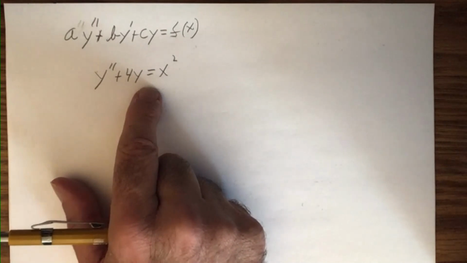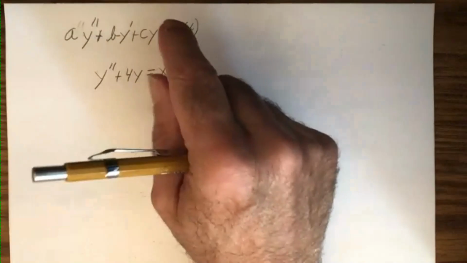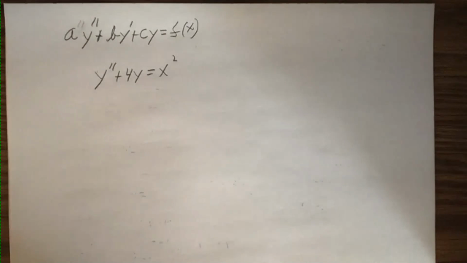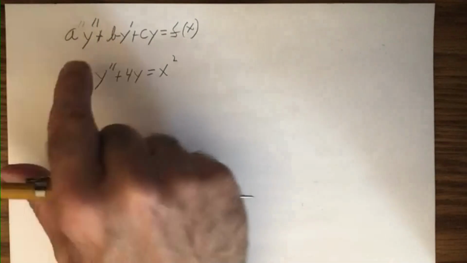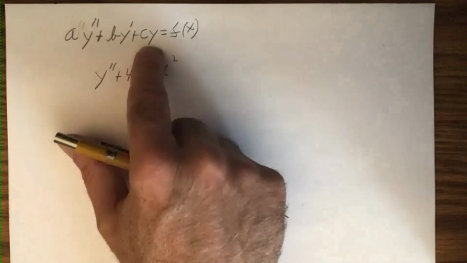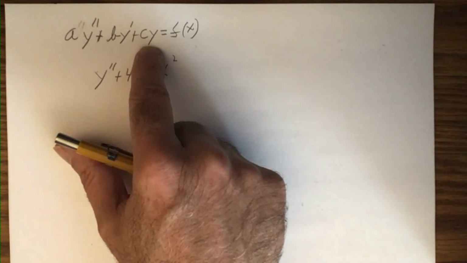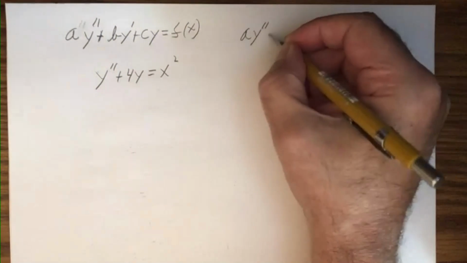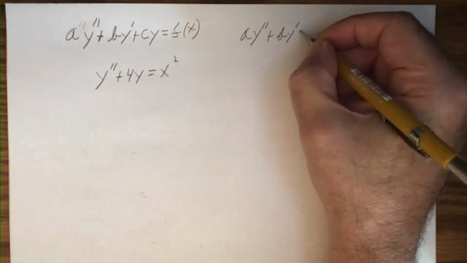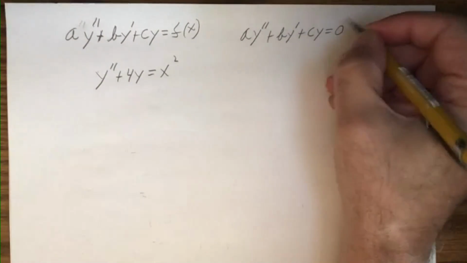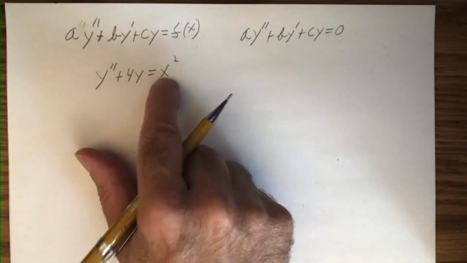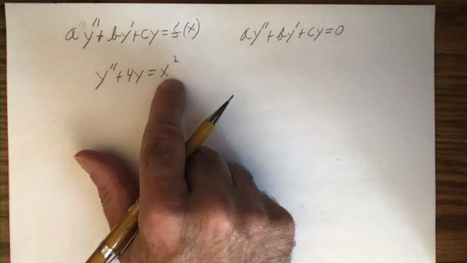Well, first of all, remember we talked about this yesterday, that when we solve differential equations, first we're going to find the solution to the homogeneous differential equation, right? In other words, first we're going to find the solution to this. And then we're going to find the solution that gives us x squared on both sides of the equation.